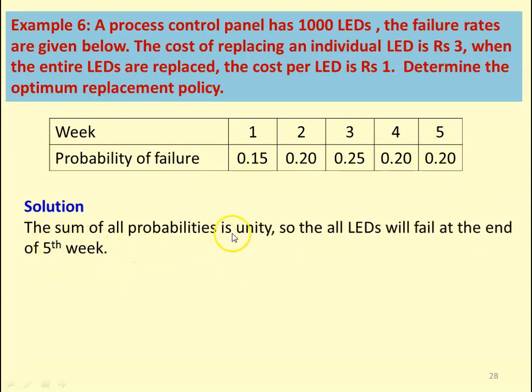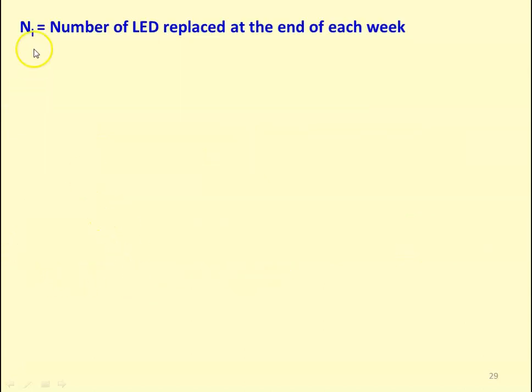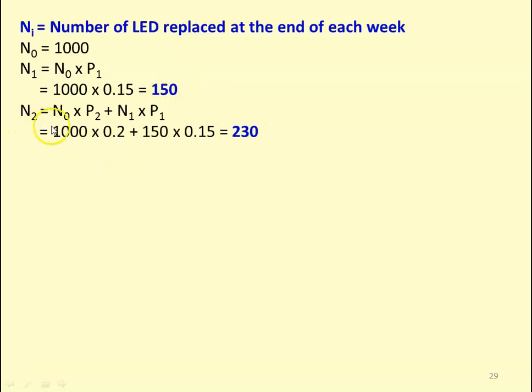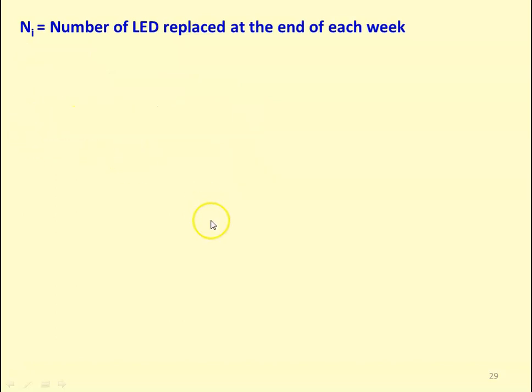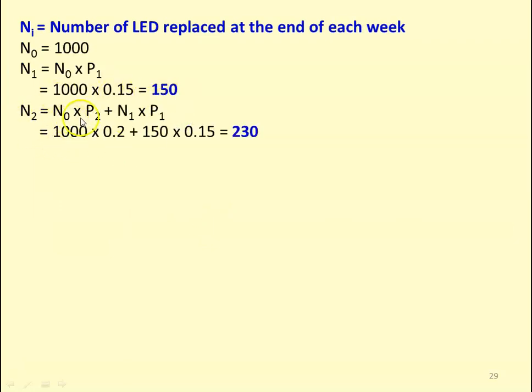So the sum of all the probabilities is unity, so all the LEDs will fail at the end of the fifth week. So we have to calculate Ni, the number of LEDs replaced at the end of each week. At the beginning, there are 1000 LEDs. N1 = N0 into P1, 1000 into 0.15 equal to 150. N2 = N0 into P2 plus N1 into P1, so P1 is 0.15.